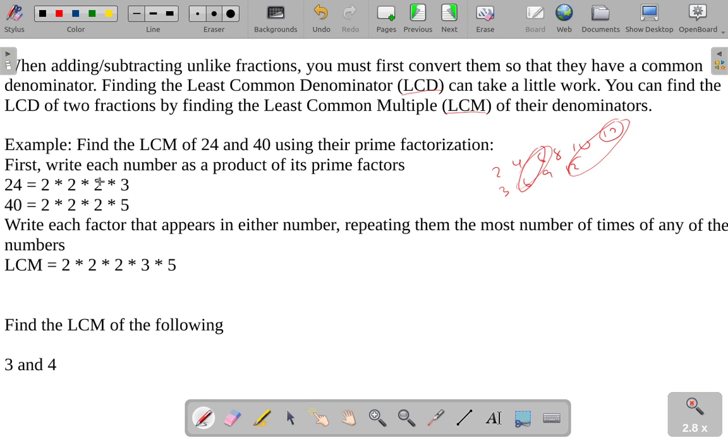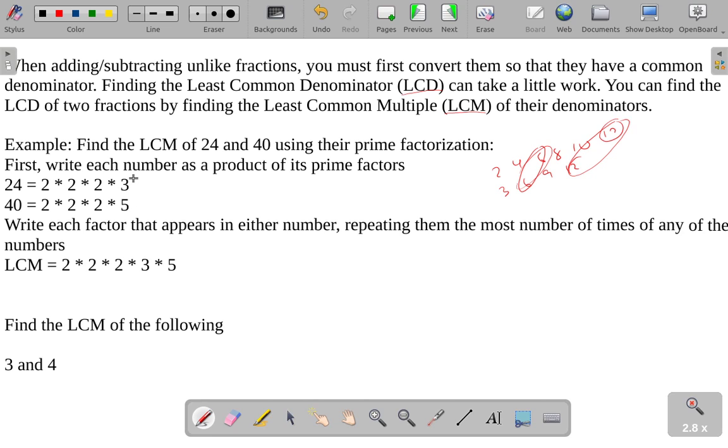I'm going to go through each of these prime factors. I'm going to look at my 2's and say there's 3 2's here, there's 3 2's here. That means I'm going to need 3 2's down here. Look at my 3's. I have 1 3 up here. I don't have any 3's up here, but I need to make both of these happy. So that means I'm going to have 1 3 down here.